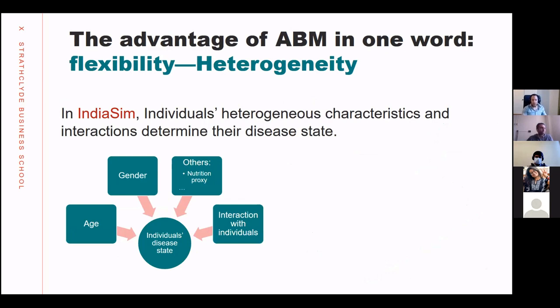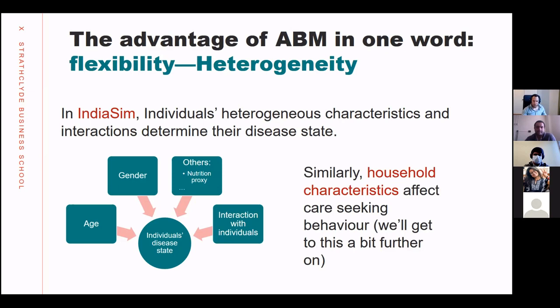In a particular model, age, gender, nutrition proxies, and interactions with individuals might define their specific health states. In others, nutrition might be less important and wealth might be important. So different factors, depending on what we're modeling specifically. If we're looking at a model about diarrheal diseases, or one related to diabetes, what those factors are will differ from model to model a bit. But all of these individual characteristics affect the health state of individuals. And similarly, household characteristics affect care-seeking behavior.